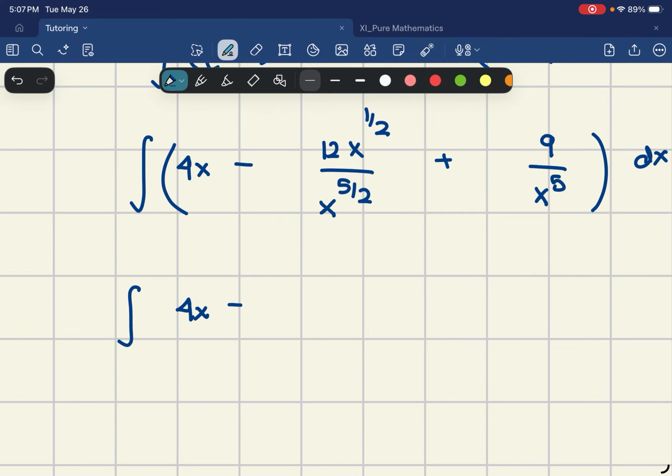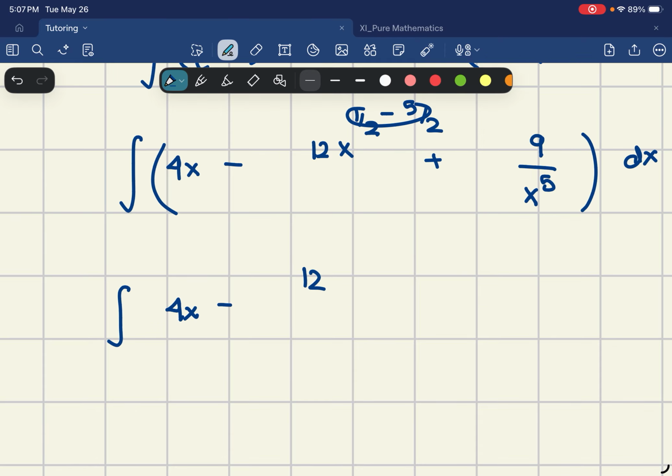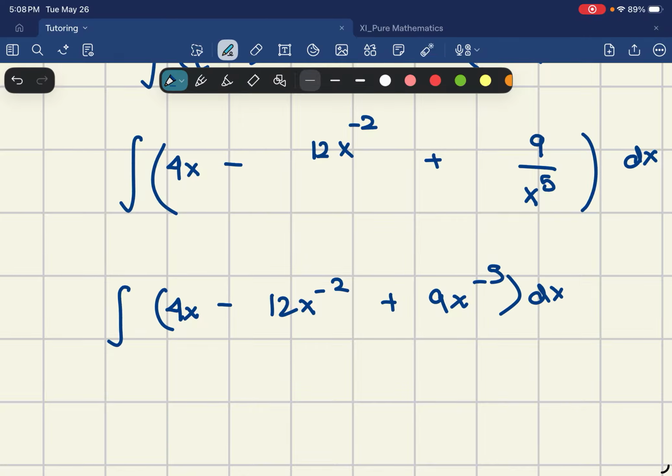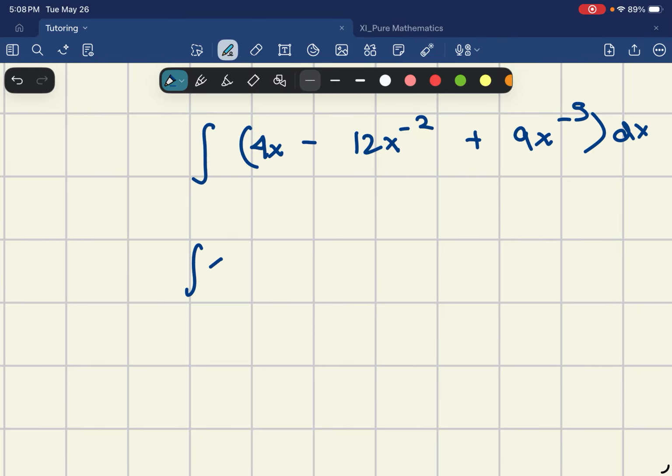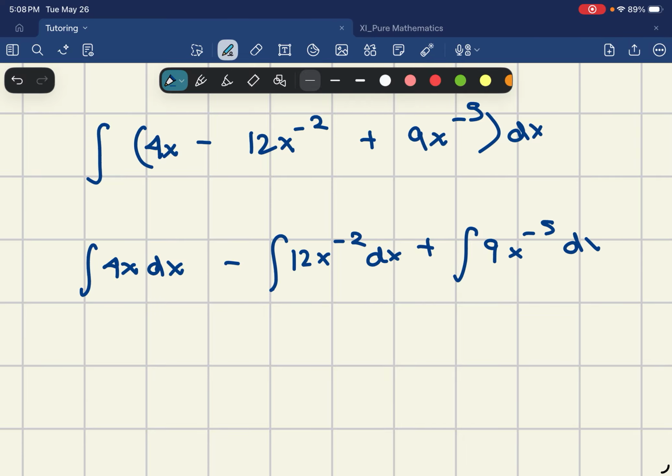Now we can simplify our middle term. We have 4x minus 12, half minus 5 over 2. That is going to be, if I simplify, it's just going to be half minus 5 over 2. That is going to be negative 4 over 2. That is going to be negative 2. So I have 12 over x squared, or I can write it as 12 x to the power minus 2, plus 9 x to the power minus 5 dx. And now I can solve this. It's going to be this expression minus this expression plus this expression. That is going to be my integral.